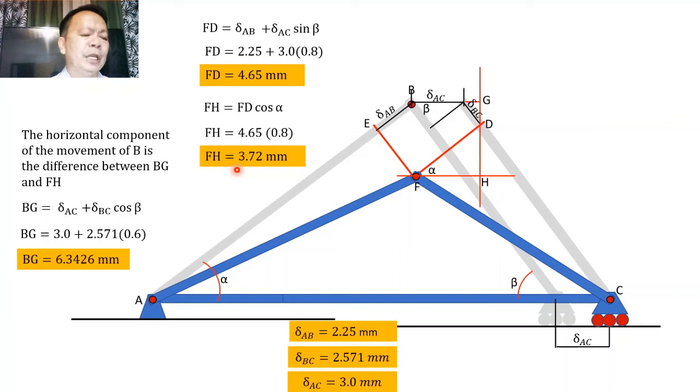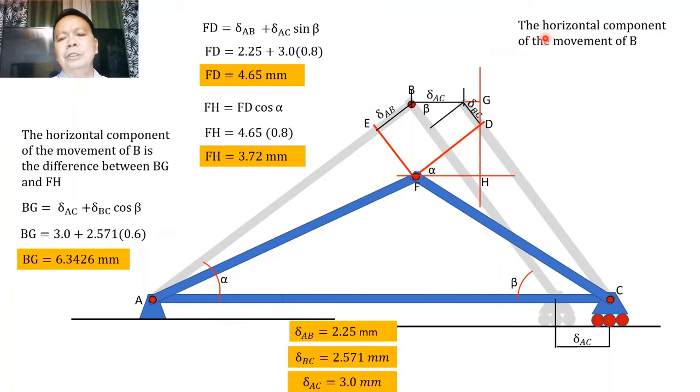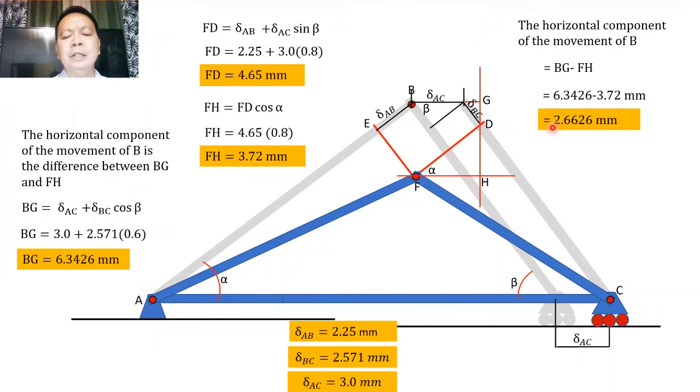And after you have computed FH and BG, we can now say that the horizontal component of the movement of B will be the difference between BG and FH, and that is equal to 6.3426 minus 3.72, that is equal to 2.6626 millimeters.